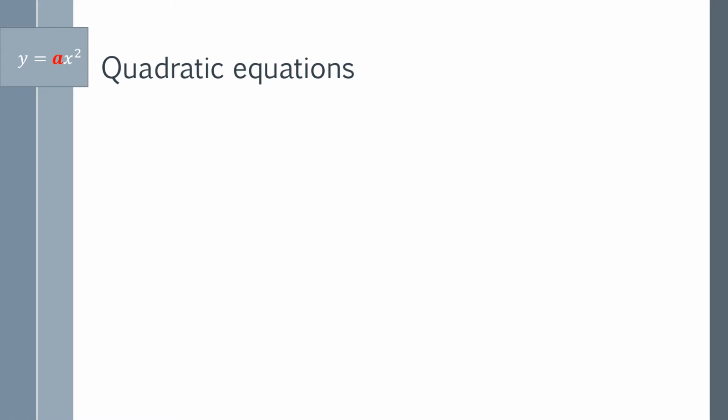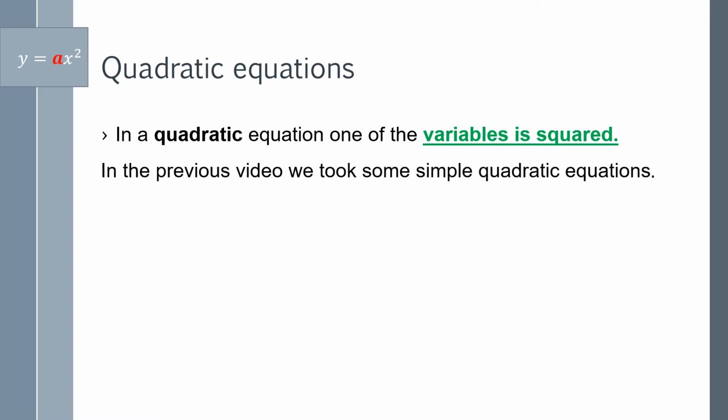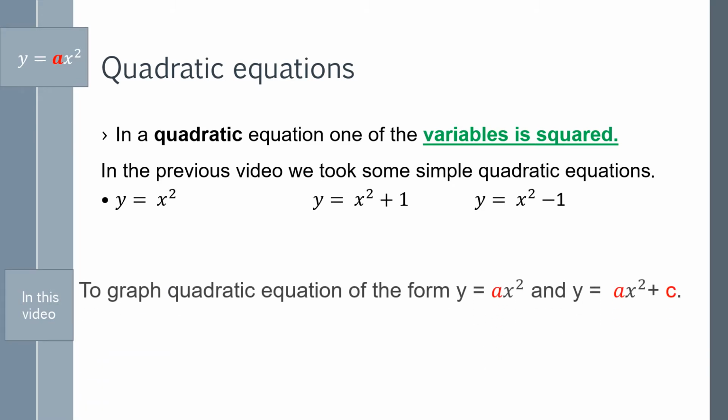We took that quadratic equations at least have a variable which is squared. We also took simple quadratic equations like y equals x squared plus 1, x squared minus 1. In this video, we are going to take quadratic equations of the form y equals ax squared, like y equals 3x squared, y equals 2x squared, and so on, where a is a constant number. And also we are going to have y equals ax squared plus c, like this one and this one.